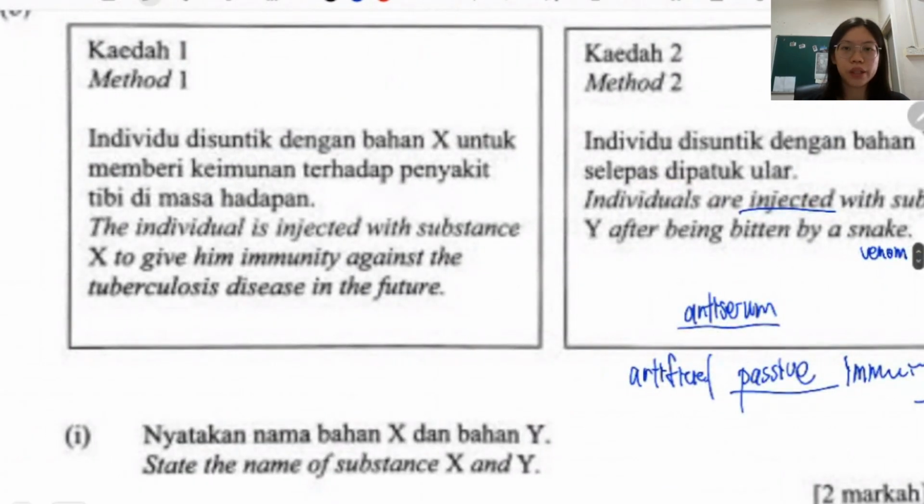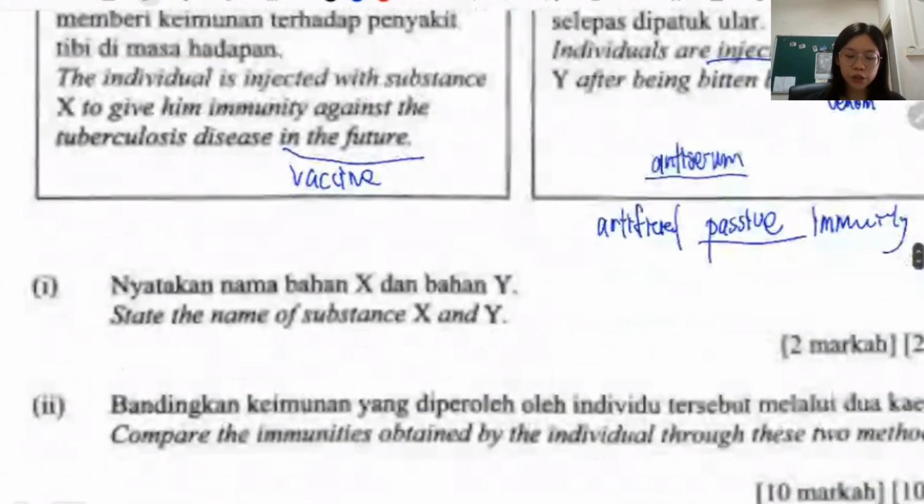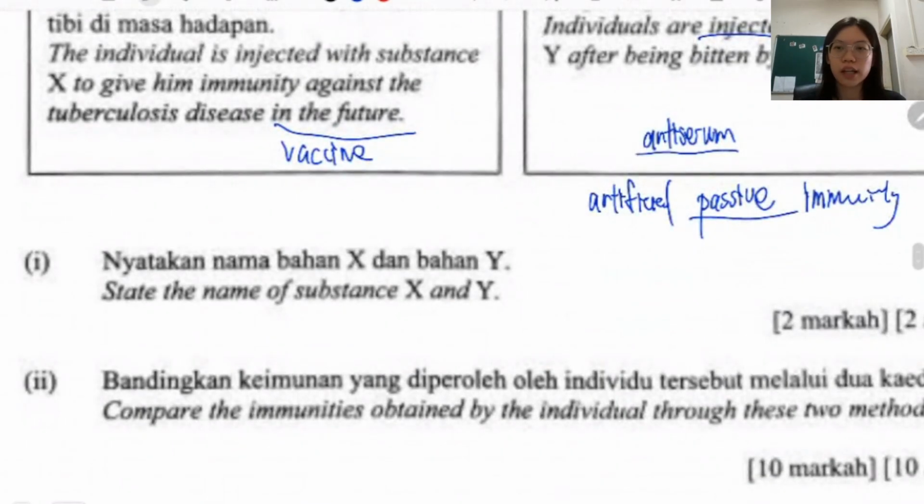And for this one is the vaccine, because in the future, it's not like when he catches tuberculosis, then he only gets injected. Like COVID-19, you can actually relate to it a lot. Probably because of this pandemic, we can understand it better. So this is actually a vaccine. So how are you going to mention the substance? You cannot just write vaccine and antiserum. The examiner won't know whether you are mentioning X or Y. So you have to say substance X is vaccine, substance Y is antiserum.